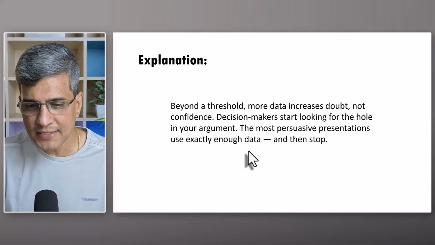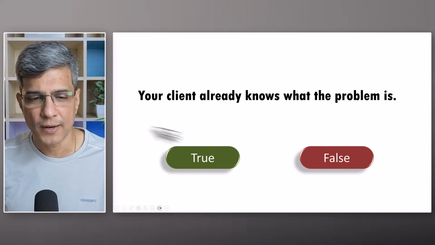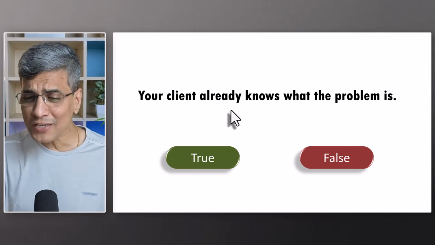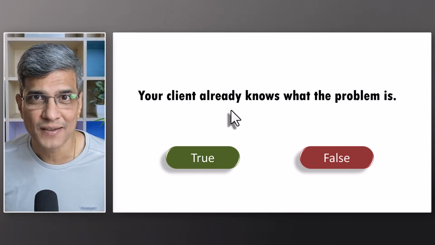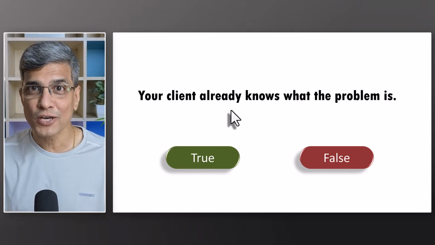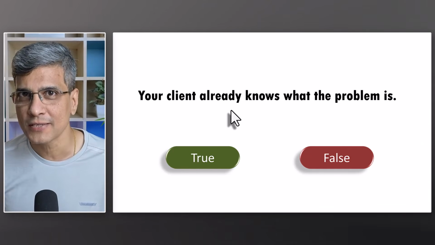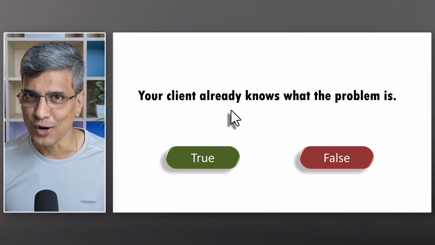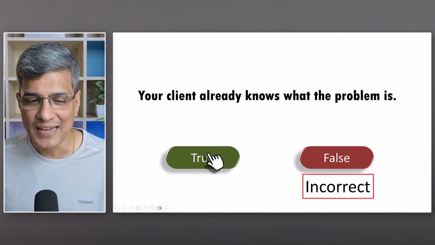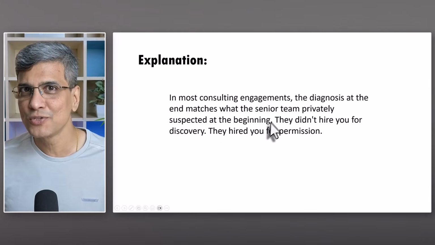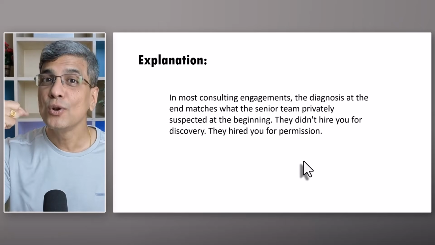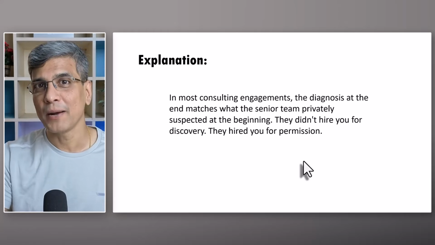Let me give you an example of the other way around as well. Your client already knows what the problem is. This obviously looks like a false statement because the very reason why you are hired as a consultant is because they don't know what the problem is. Or so you thought. When you choose false, it shows as incorrect, and then when you show true, it gives you the explanation.